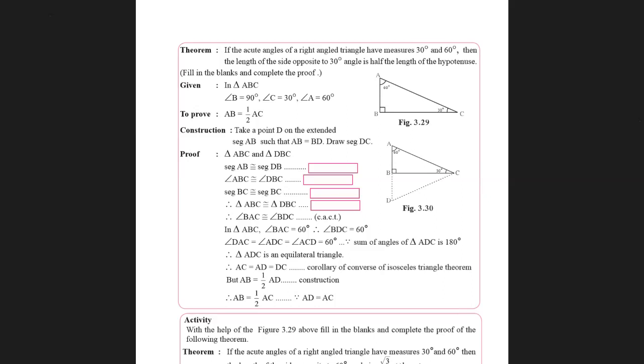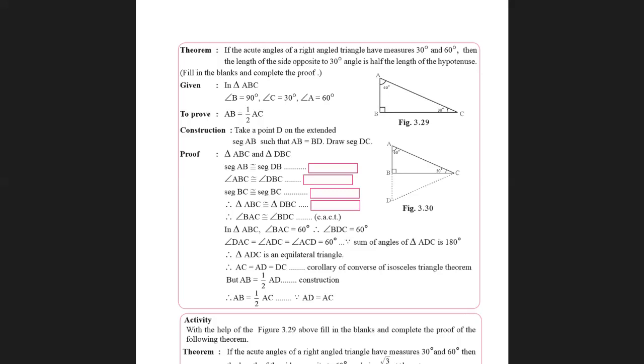So we will fill in the blanks and complete the proof. Now given in triangle ABC, angle B is 90 degrees, angle C is 30 degrees, angle A is 60 degrees. This is given. We have to prove, which is the side opposite to 30 degrees, AB, and which is the hypotenuse, AC. So we have to prove AB equal to half of AC. The side opposite to 30 degrees, that is AB, equal to half of the hypotenuse, that is AC.